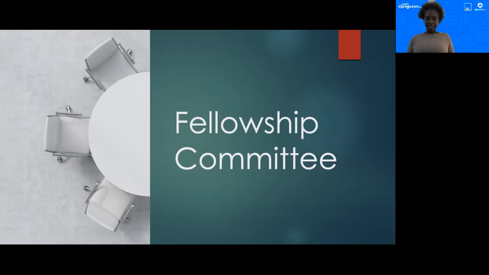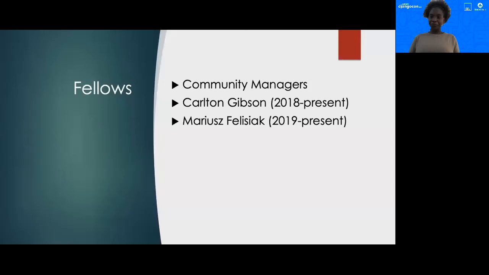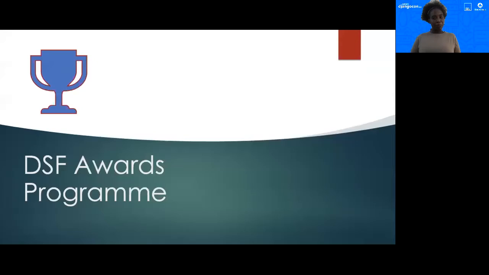Then we have our fellows. Django has 2 paid staff, our fellows or community managers. We work with the community of contributors to the Django project and together with the technical teams of the DSF to manage the Django project infrastructure, Django code base, and new releases of Django. These are Carlton, who joined in 2018, and Mariusz, who joined in 2019. The next thing I would like to talk about is the DSF awards program.